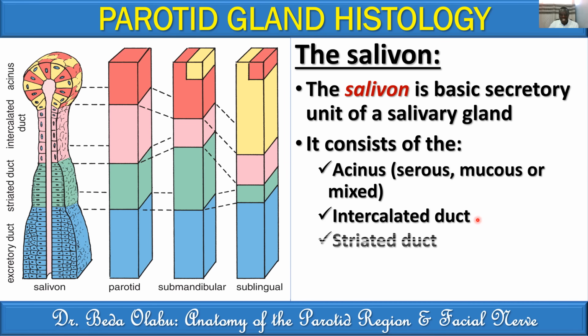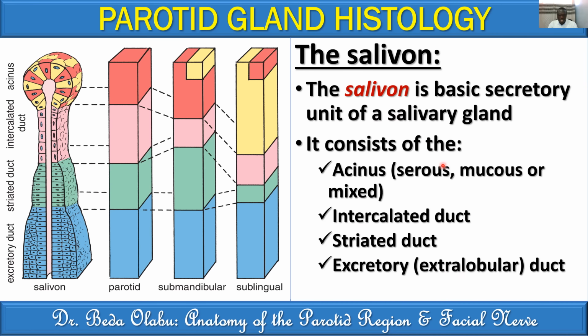From the intercalated ducts, we have what we call striated ducts. These striated ducts, we are going to see how they are organized and what makes us call them striated ducts. And then we have the striated ducts joining to form the excretory ducts, which are also called the extralobular ducts. So the extralobular ducts are the ducts which are outside the lobules.